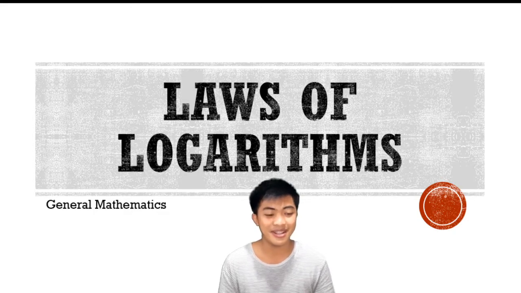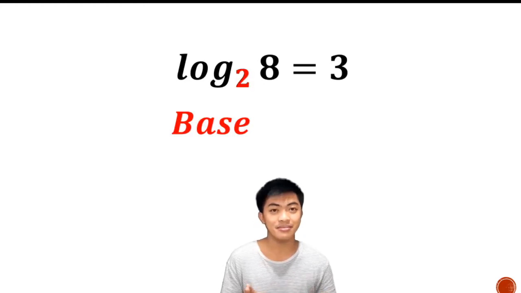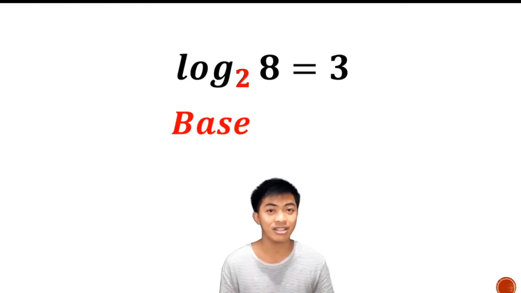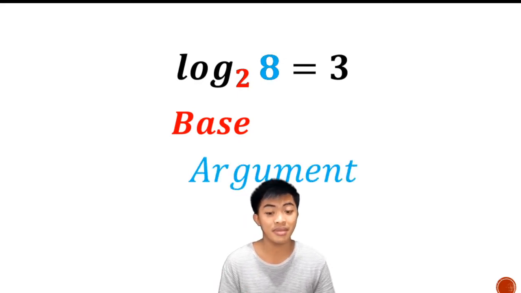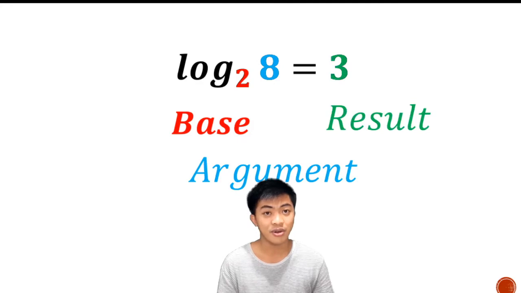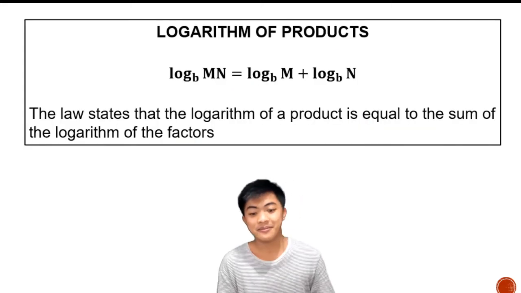So let's get started. Just like exponential equations, logarithmic equations also have parts. The little number just after the log is the base, and the number next to it is the argument. And of course, we have here the result. So 2 is the base, 8 is the argument, and 3 is the result. Now let's go to the main business.